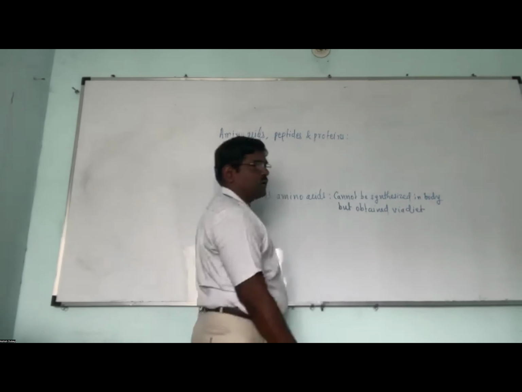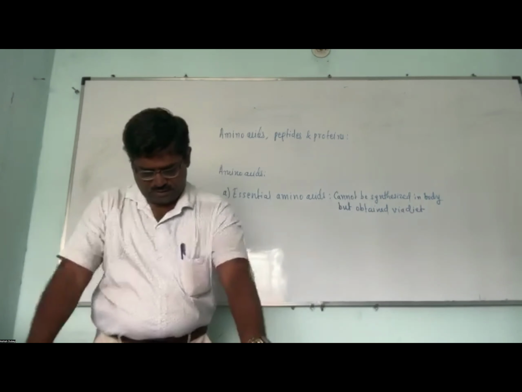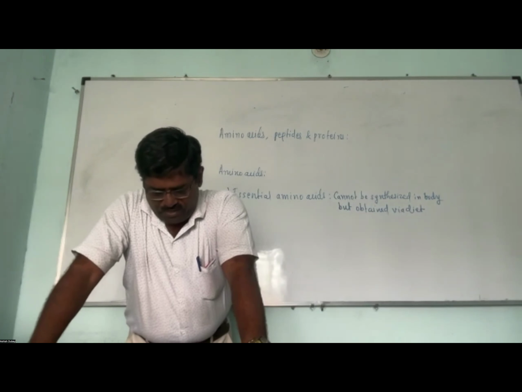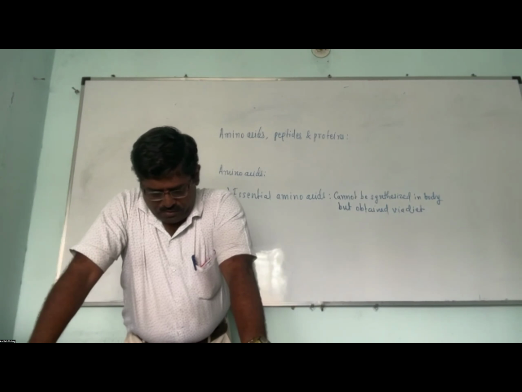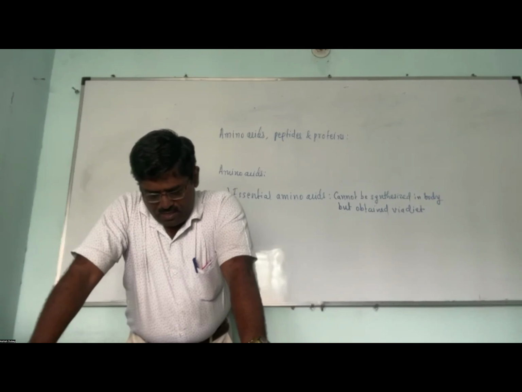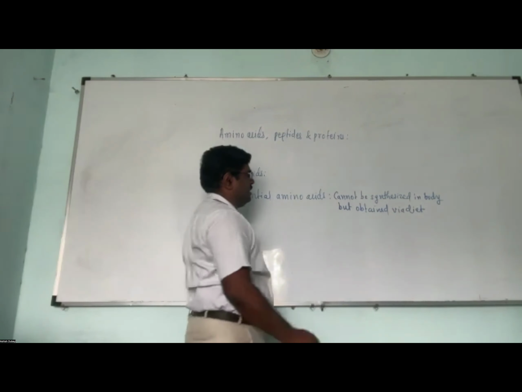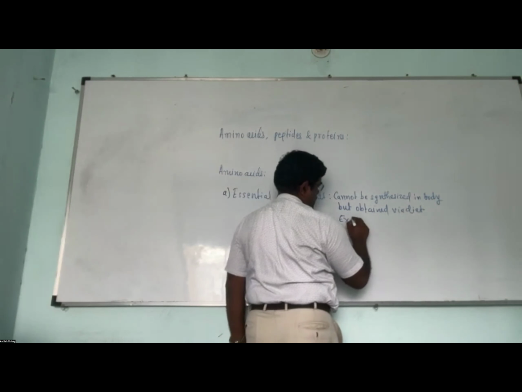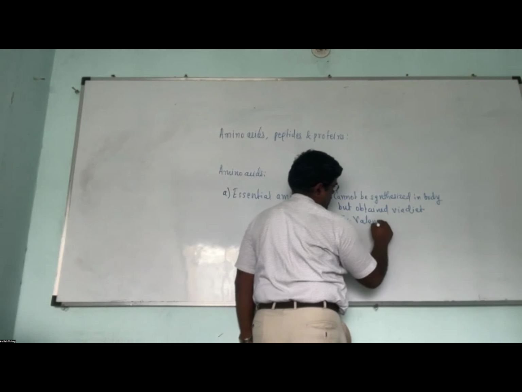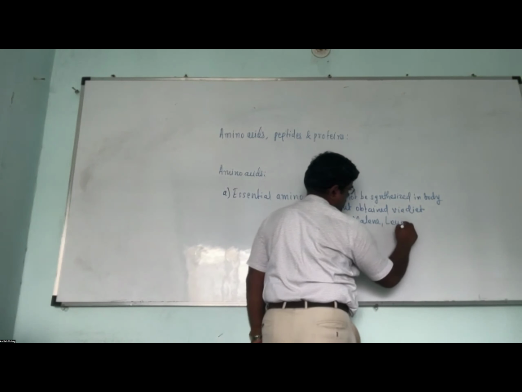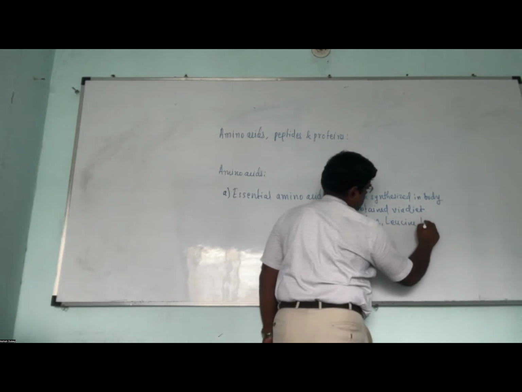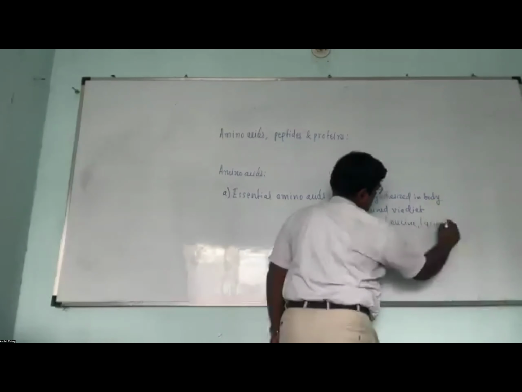They are called essential amino acids. Best examples of this include valine, leucine, lysine, etc.